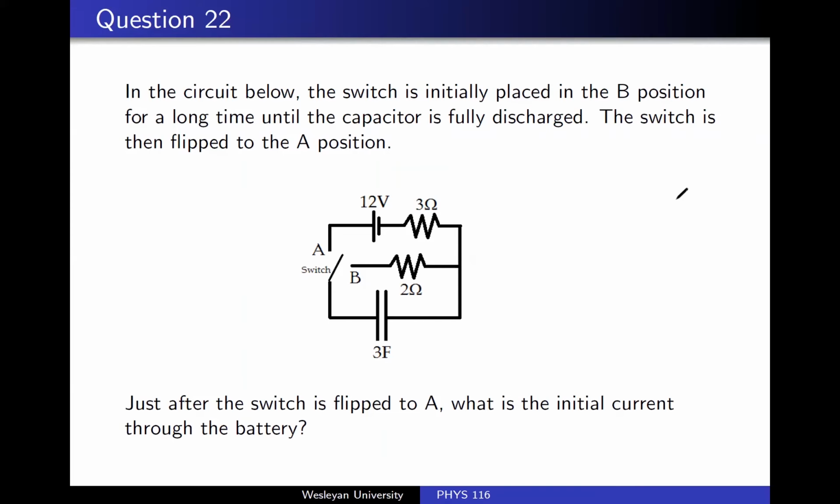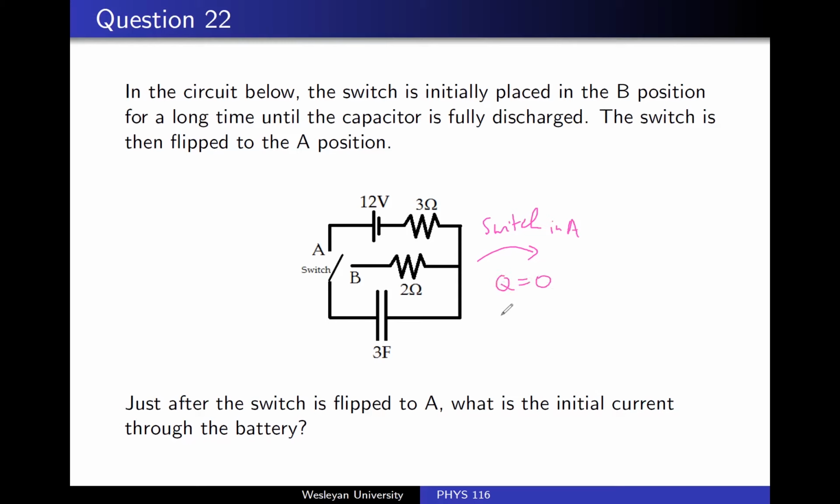All right, with these simple rules in mind, let us analyze a few RC circuits. So here's one example. In the circuit below, the switch is initially placed in position B for a long time until the capacitor is fully discharged. The switch is then flipped to the A position. Just after the switch is flipped to A, what is the initial current through the battery? So let us draw the circuit with the switch in position A, and also with the understanding that the capacitor is uncharged.